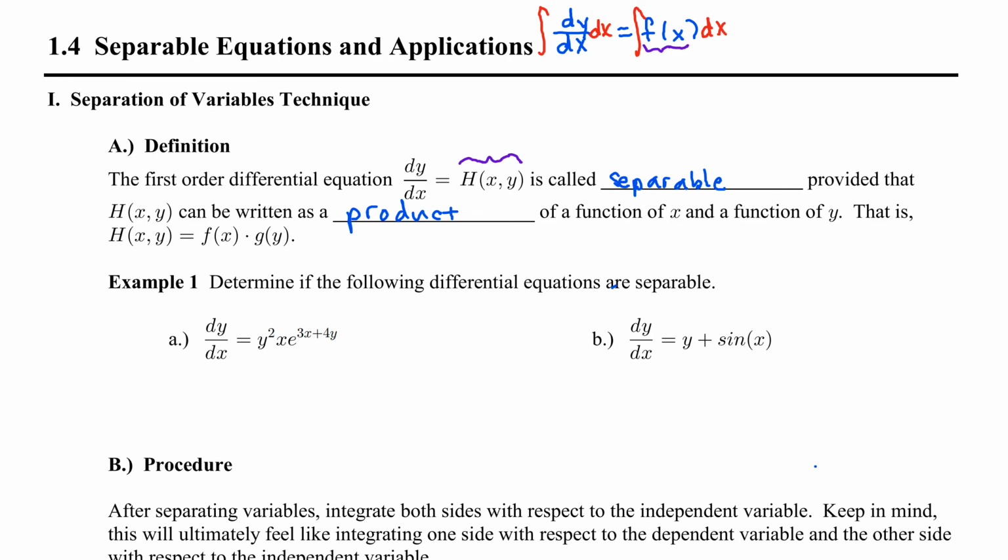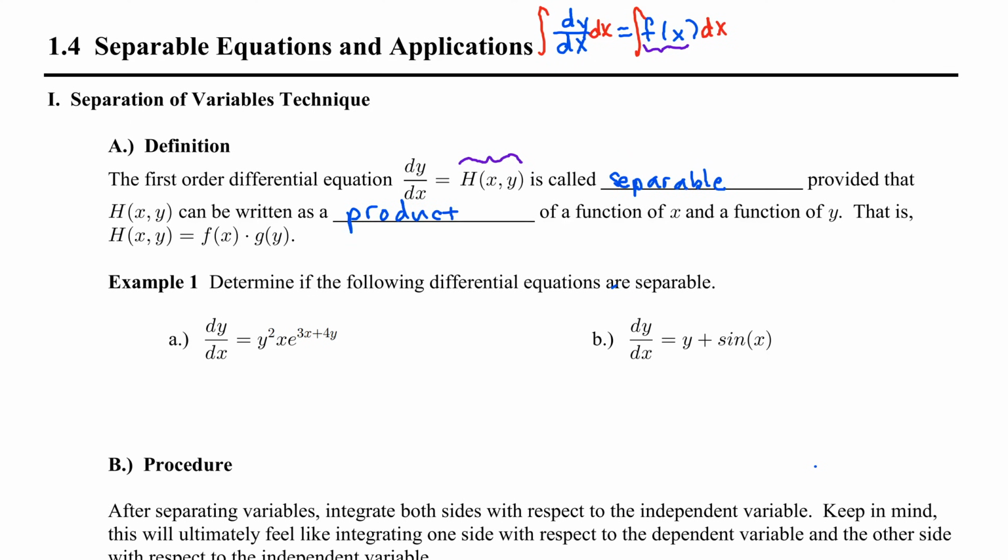So we'll study all kinds of differential equations that involve both the independent and dependent variables. If we can express that function as a product of a function of the independent variable and a function of the dependent variable, then we call it separable. If it is separable, then we're going to solve it using integration.